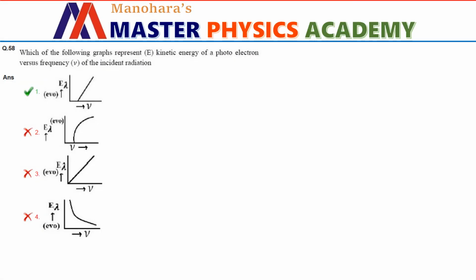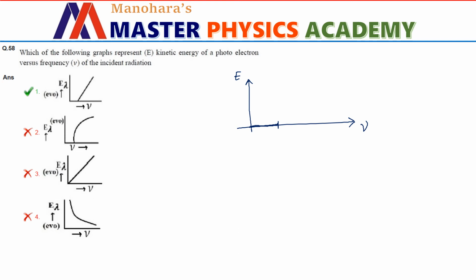Here we have a graph. Which of the following graphs represents E, the kinetic energy of a photoelectron, versus the frequency of the incident radiation? So kinetic energy of the photoelectrons versus frequency. Till some frequency there won't be any photoelectric effect. That means no photoelectrons are released, hence they don't have kinetic energy. So till this point I don't have any photoelectrons and there won't be any kinetic energy associated with it.